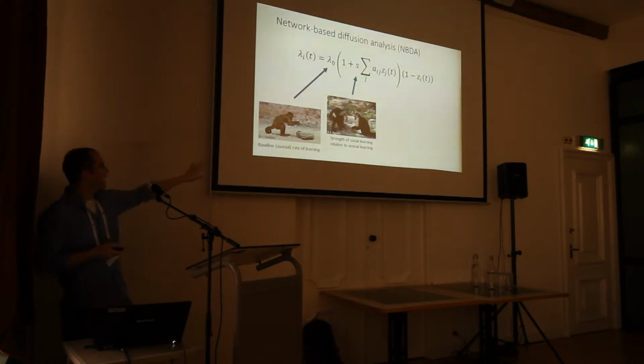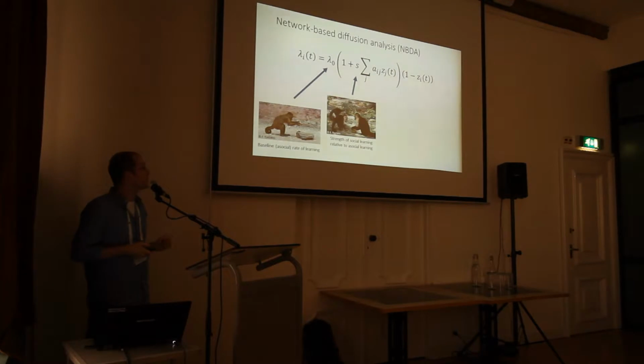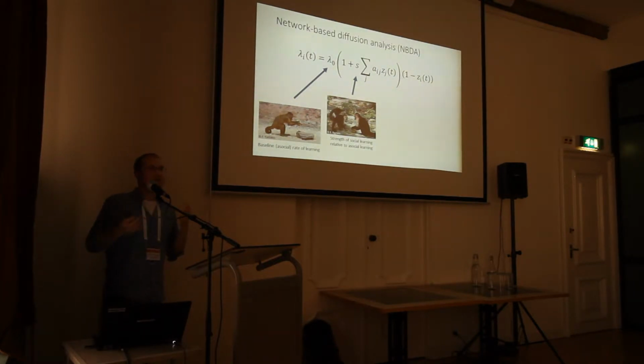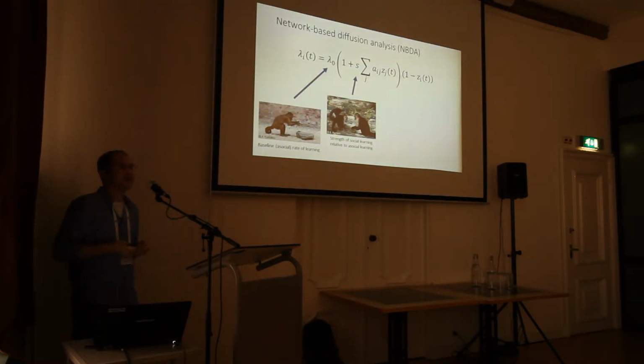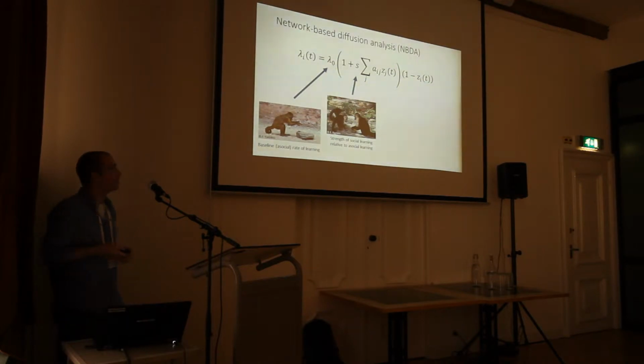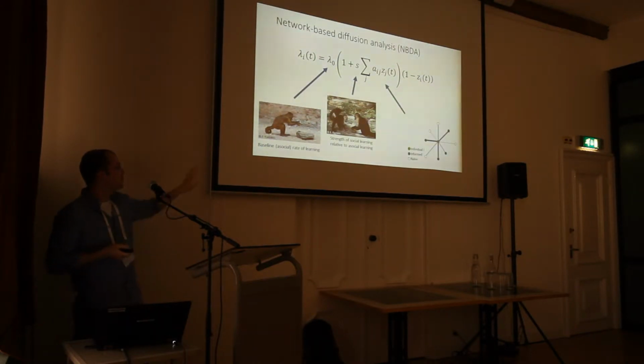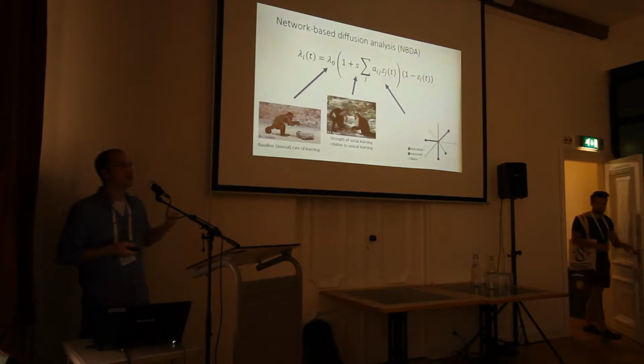Then we have this S parameter that's going to represent the strength of social learning. So how does observing or interacting with experienced individuals increase the rate at which these individuals pick up this technique? And that's going to be scaled by an individual's network connection, which is encompassed by this series of terms.